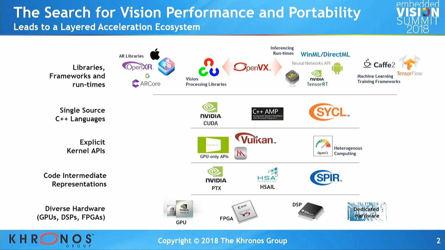So what have we got here this year? On the top, I've picked out a few use cases. There's augmented reality, which is particularly active in the mobile space. Both Apple and Google are putting a lot of effort into platform-specific augmented reality libraries. Of course, there's inferencing and machine learning, both the training side, and there are dozens of training frameworks. I've just picked a couple.